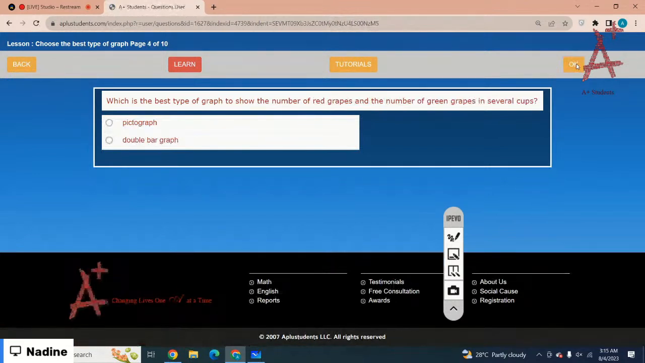Which is the best type of graph to show the number of red grapes and the number of green grapes in several cups? Which is the correct option, pictograph or double bar graph? The correct option is double bar graph, because whenever you have to show data that compares two data sets, you have to use the double bar graph. So the correct option is double bar graph.